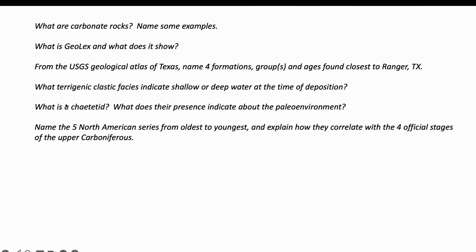Okay, what's a chytrid? So these are relatives of chytrids. Look back a couple slides, you'll see it. Yeah, the five North American series. So these are going to be the ones that start with the Morrowan, Morrow. How do those correlate with the four official stages? Those are going to start with the Bashkirian and then go on up through the Gzhelian. And together they're going to make up the Upper Carboniferous.